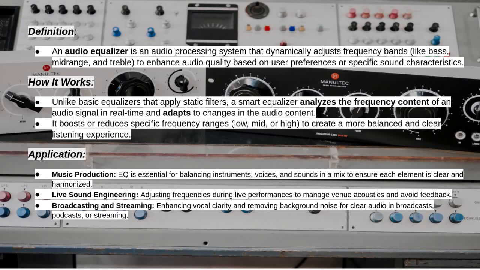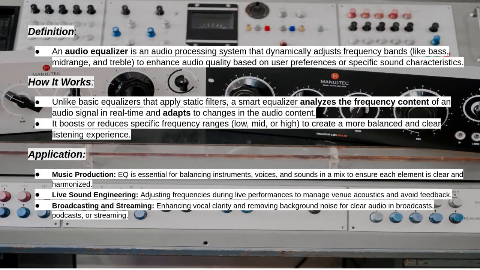So, what is an audio equalizer? An audio equalizer is an electronic device or software that adjusts the balance between frequency components of an audio signal. It lets users boost or reduce specific frequency ranges like bass, mid-range, and treble to alter the tonal quality of sound. Equalizers are used to improve audio clarity, customize sound quality, and reduce undesired noises.